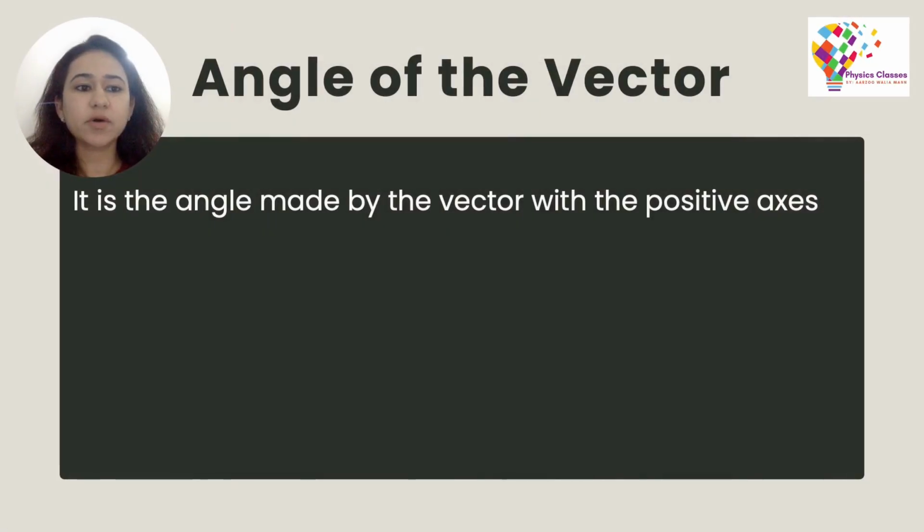Further, we move on to talking about the angle of the vector. It is the angle made by the vector with the positive axis. What does it mean? Let's say I have my x-axis right here and my y-axis right here, and I can also show my third axis, the z-axis, pointing like this. This is how I have kept my coordinate system.